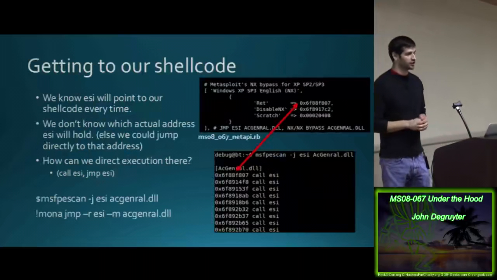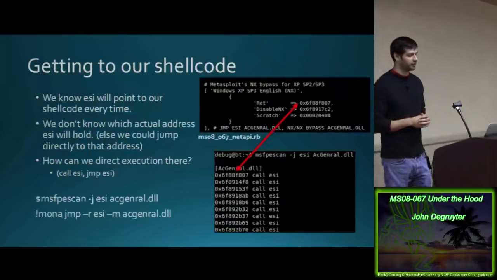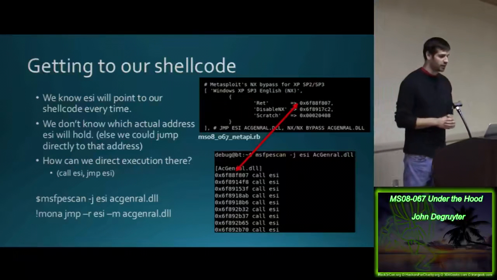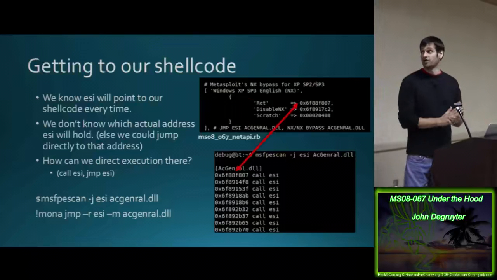And then getting to your shellcode. Well, we talked about the target. Well, that's what that ret is for, that ret address. We know ESI points to it, so we've got to find a call or a jump ESI.